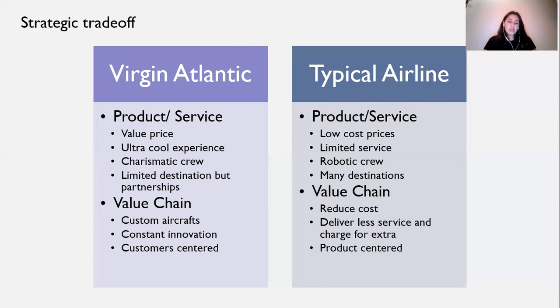And so, linking this with the value chain, we have the custom aircrafts, the constant innovation, and the customer centered. And finally, the value chain for the typical airline is to reduce costs, deliver less services, but extra charge for each upgrade. And finally, be product centered, like they want to compete for price and just give the least product that they can give.